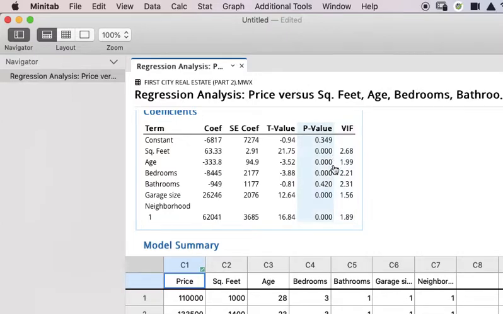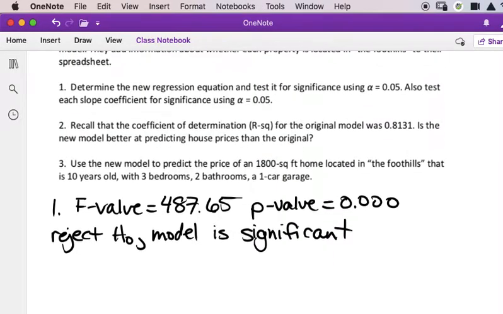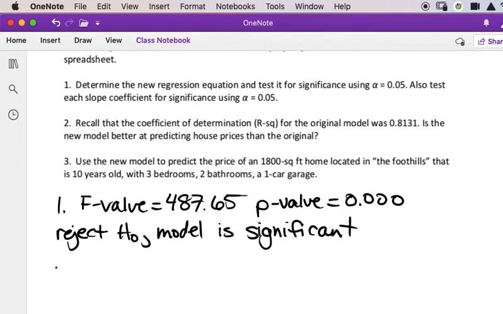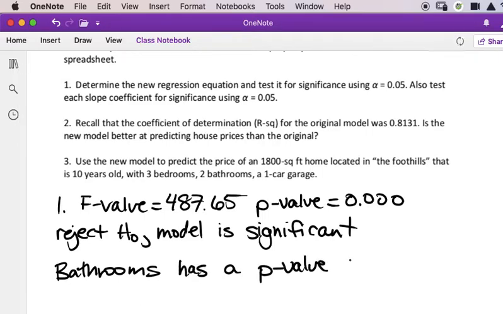So I see p-values of 0 here for all of them except for this one. Bathrooms has a p-value of 0.420. And what that means is that it is not significant. So I am failing to reject the null hypothesis because the p-value is not less than alpha there.